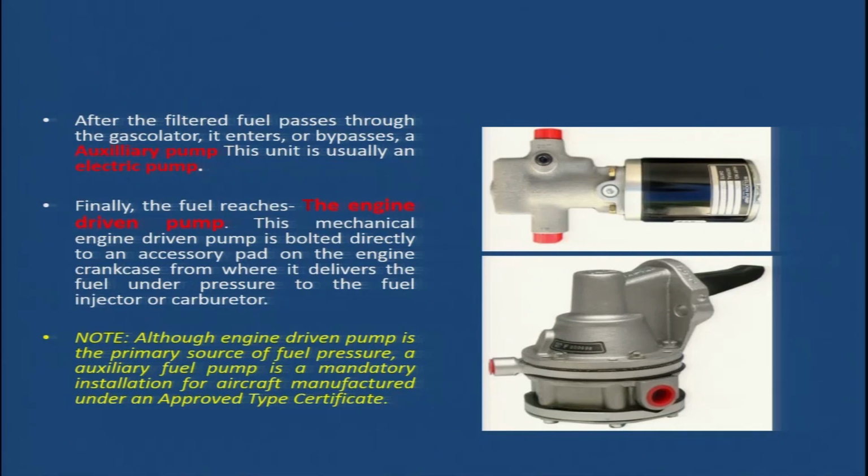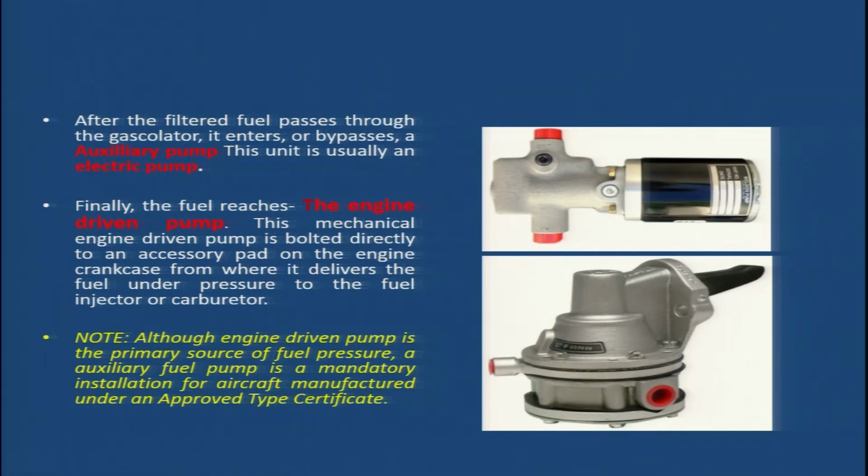So, we have got two fuel pumps. One is the auxiliary pump or the electrical fuel pump, which is also called a booster pump, and the second pump is the engine driven pump. Your engine fuel system starts at this point, from the engine driven fuel pump. Before the engine driven fuel pump, that is up to the auxiliary pump, the system is called an airframe fuel system, and from the engine driven fuel pump it is called an engine fuel system.